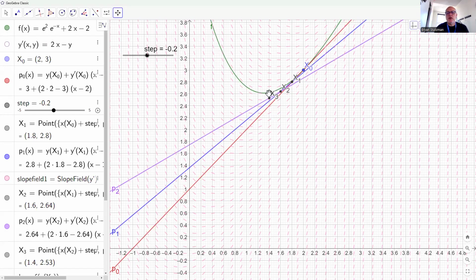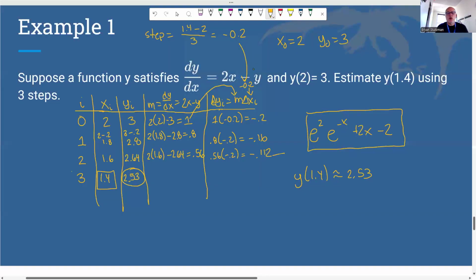And notice that our value of y3 is a little bit off, but it's better than if I would have taken the first red line and made a jump all the way to 1.4 for my linear approximation. Just by doing simple line calculations, I get to a value of 2.53, where the real value is about 2.6-ish. So not bad. All right, let's do one more example.